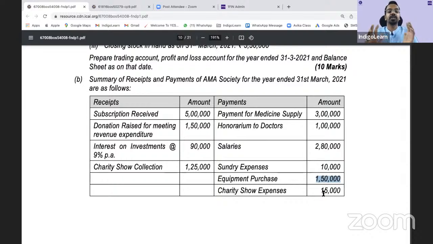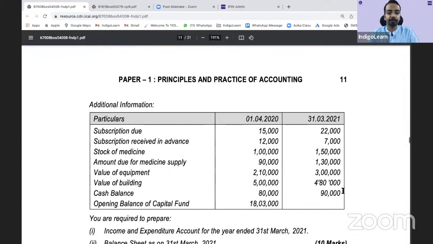Charity show expenses 15,000. So now here you can see charity show collection is 125 and expenses is 15,000. You can show them as a net amount, or you can show income on the income side and expenses on the expenses side. Then additional information. This information is very, very important, because based on it you will be able to prepare the balance sheet, opening or closing, depending on the question.